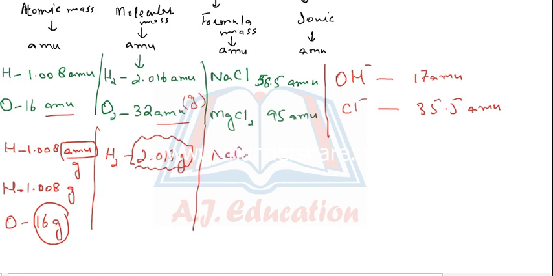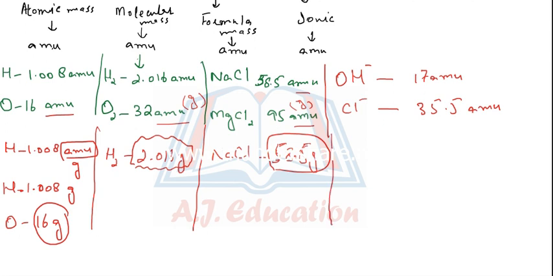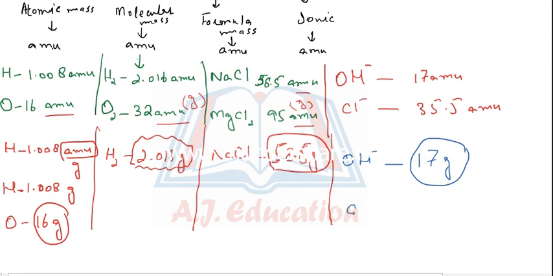Similarly, for NaCl, if we replace this unit AMU, 58.5 grams of NaCl, then we have NaCl equal to its molar mass, that is, 58.5 grams of NaCl is actually the molar mass of NaCl. Same way for MgCl2, replacing this AMU, we will have 95 grams, that is the molar mass of MgCl2. Similarly, we can do this for hydroxyl ion. If we have 17 grams of hydroxyl ion, that is the molar mass of hydroxyl ion. Similarly, for chloride ion, 35.5 grams of chloride ion is the molar mass of chloride ion.